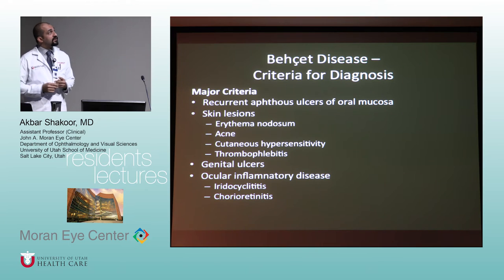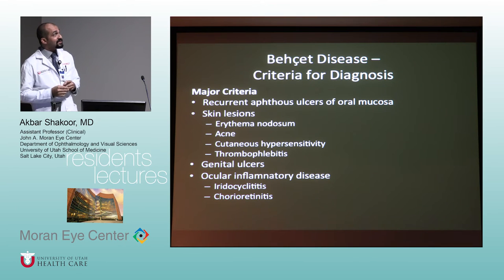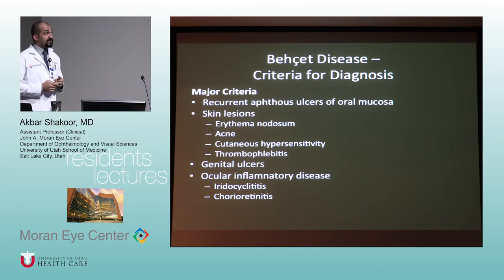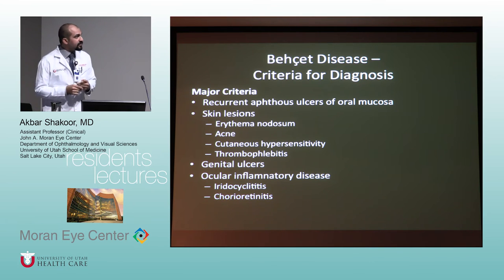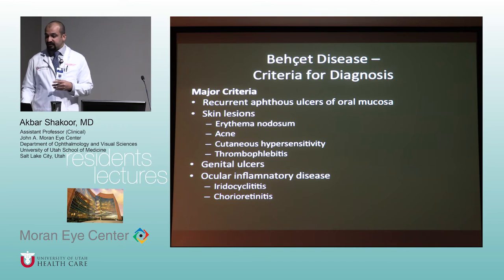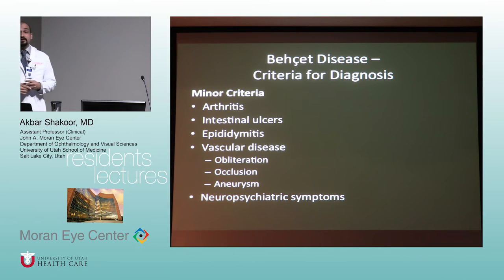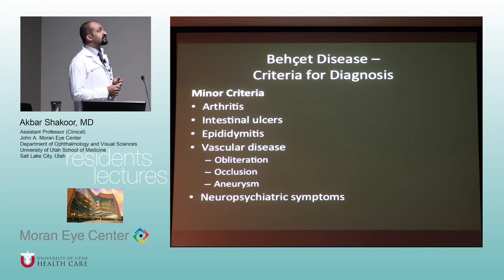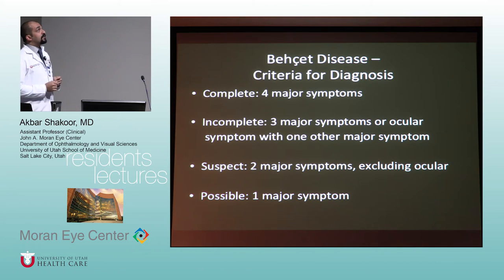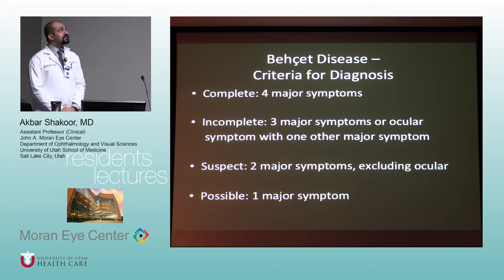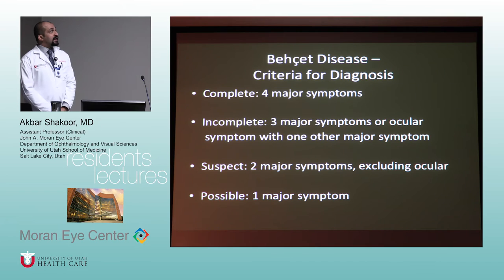So the ACR has criteria for diagnosis, recurrent. The major criteria include the oral mucosal ulcers, the skin lesions, erythema nodosum, acne, cutaneous hypersensitivity, the pathergy reaction, genital ulcers, ocular inflammatory disease, sorry about the spelling error, pyocytitis and chorioretinitis. You can't see that, but most commonly an occlusive vasculitis of the retina. Minor criteria do include arthritis, intestinal ulcers, usually of an ischemic nature, obliterative vascular disease, and neuropsychiatric symptoms, including diffuse encephalopathy. So in order to have complete Behçet's disease, you need to have all four of the major symptoms. Incomplete, three major symptoms, or ocular symptom with one other major symptom.